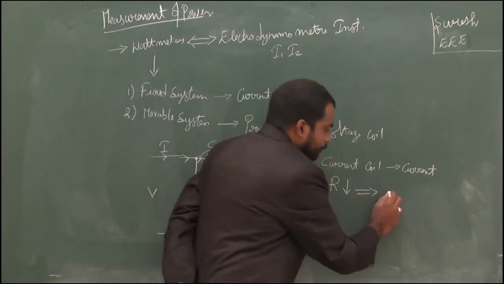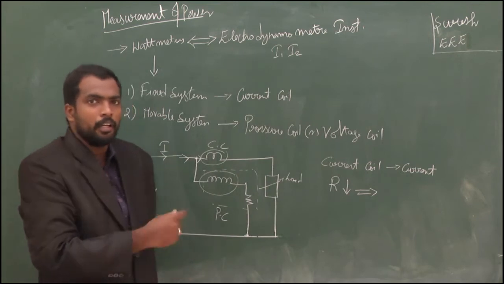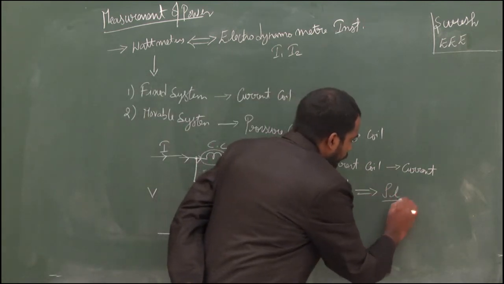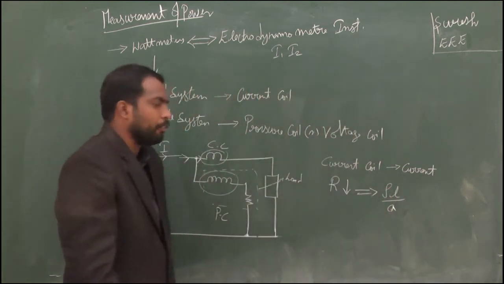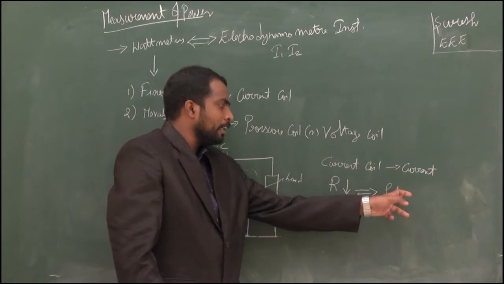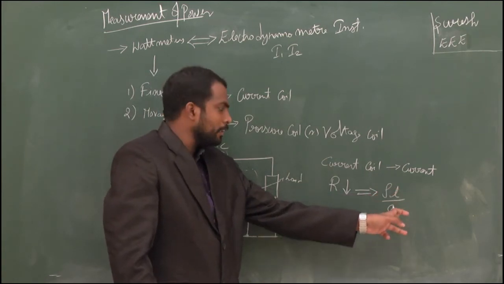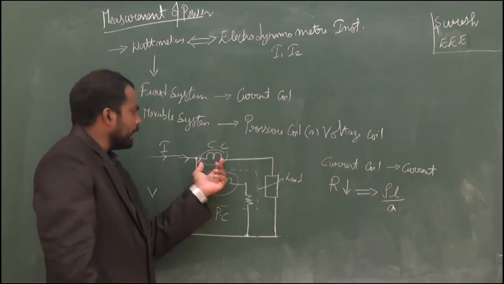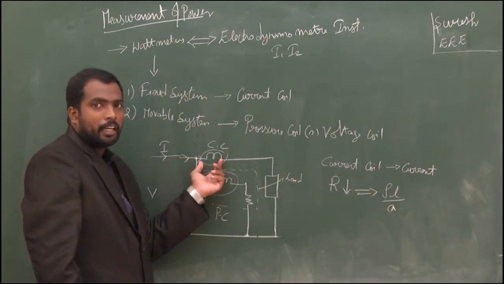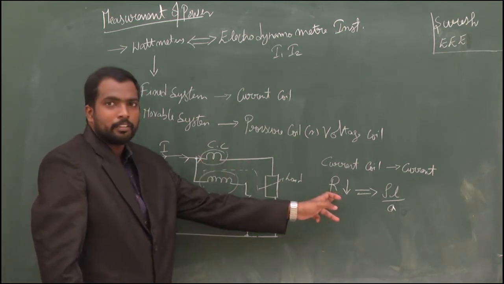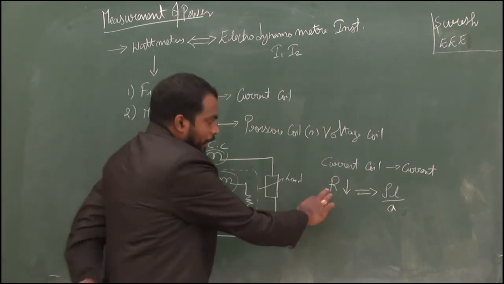So what is the generalized formula for resistance? As we all know, resistance is equal to rho L by A, where rho is the resistivity, L is the length of the conductor, and A is the area of the conductor. In this condition, I want to measure the current, so in order to measure the current, my relation is that the resistance should be less. So see the conditions over it.